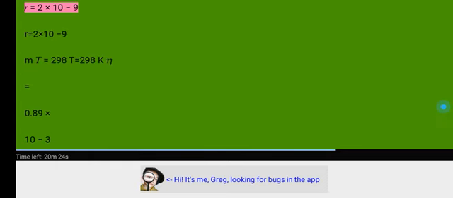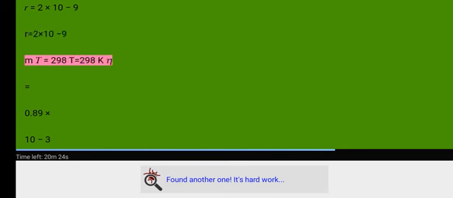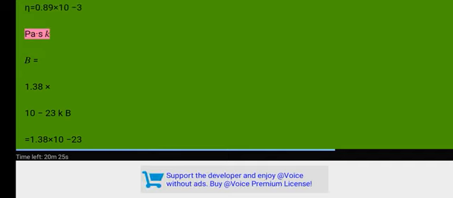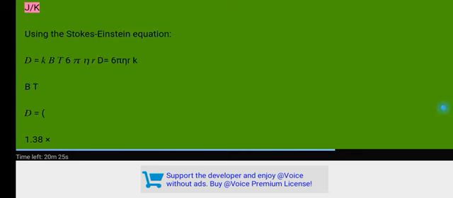Solution. Given: r equals 2 times 10 to the minus 9 m, T equals 298 K, eta equals 0.89 times 10 to the minus 3 Pa s, k_B equals 1.38 times 10 to the minus 23 J/K.